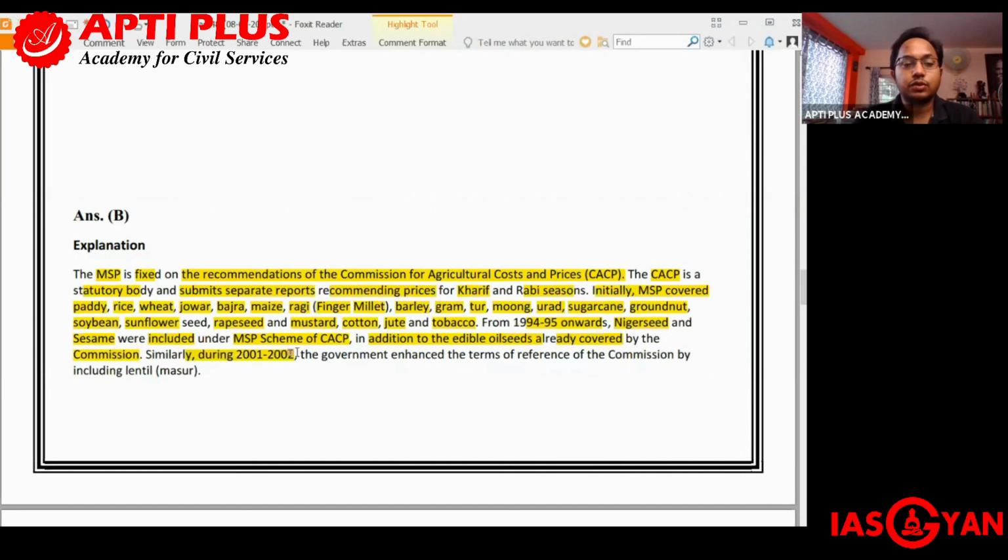Similarly, during 2001 to 2002, the government enhanced the terms of reference of the Commission by also including lentils or masoor. So it's very important that you understand MSP covers paddy, rice, wheat, jowar, bajra, maize, ragi, which is also called finger millet, barley, gram, tur, moong dal, urad, sugarcane, groundnut, soybean, sunflower, rapeseed, mustard, cotton, jute, tobacco, and after that we also have Niger seed, sesame, and along with that lentils or masoor, which is also covered under the MSP scheme.